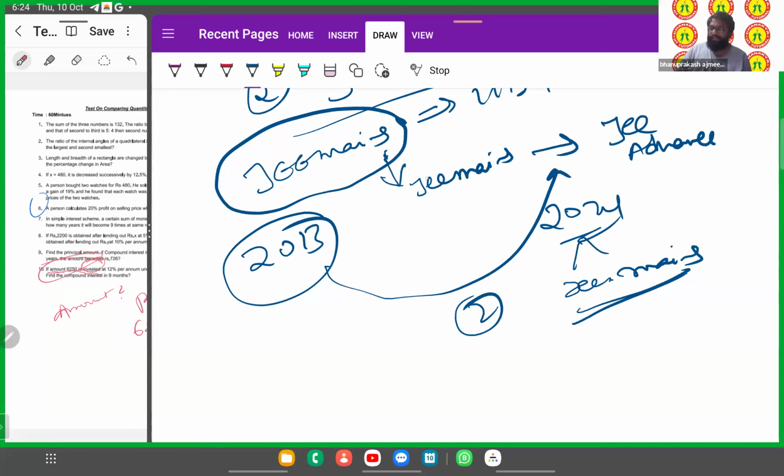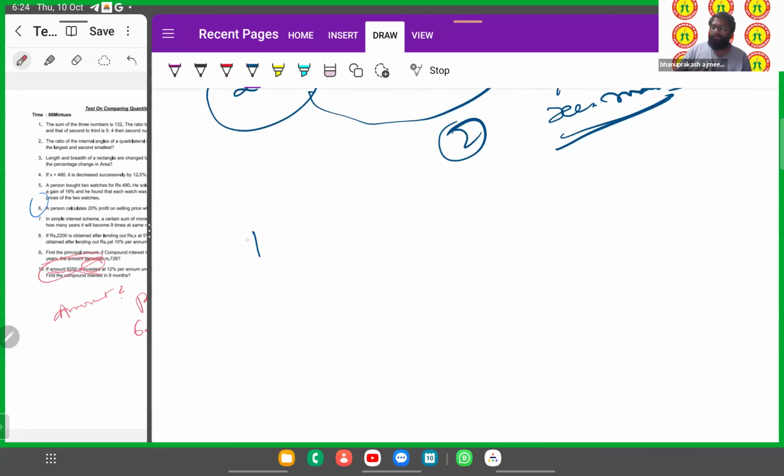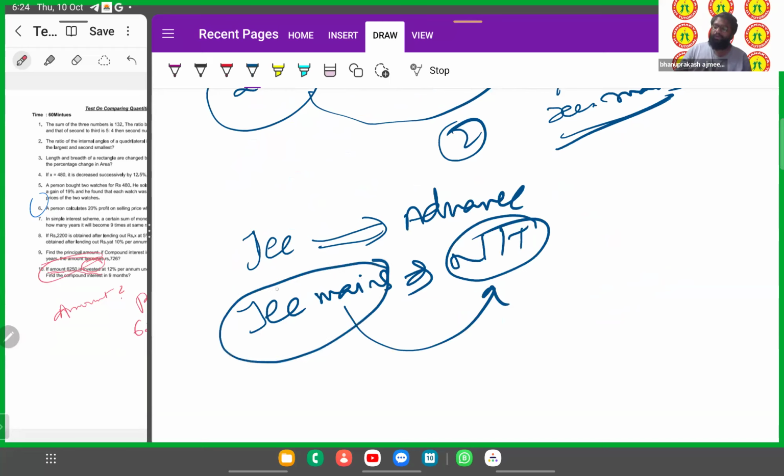So once you clear JEE Mains, then you will write JEE Advanced. If you want to get admission into IITs, they will consider the JEE Advanced score. If you want to get admission into NITs, they will consider the JEE Main score. Anyway, students who qualify in JEE Mains can get admission in both NITs and IITs.